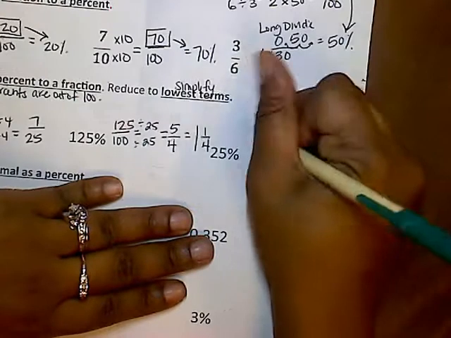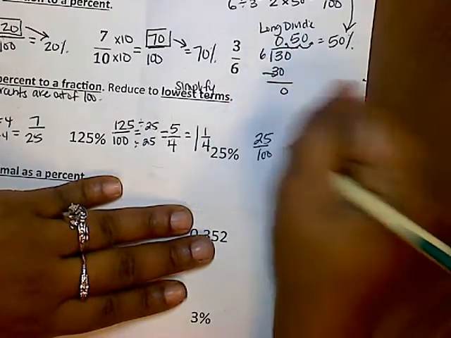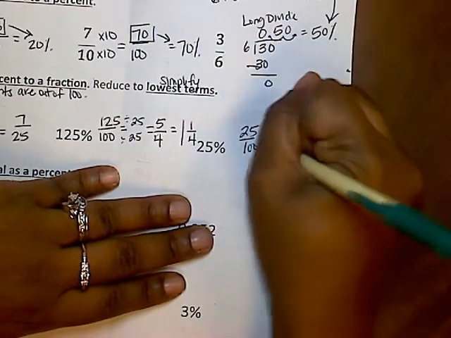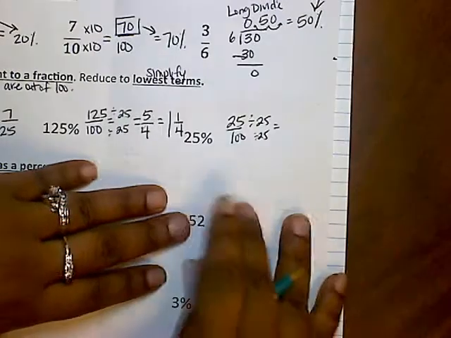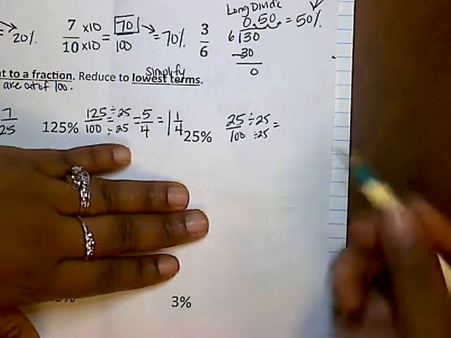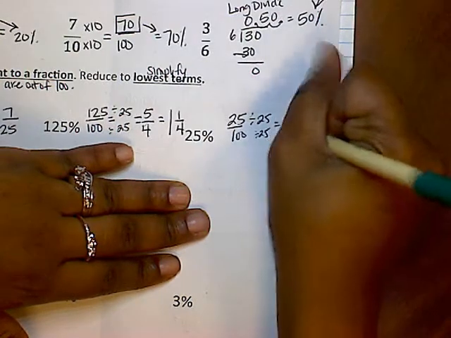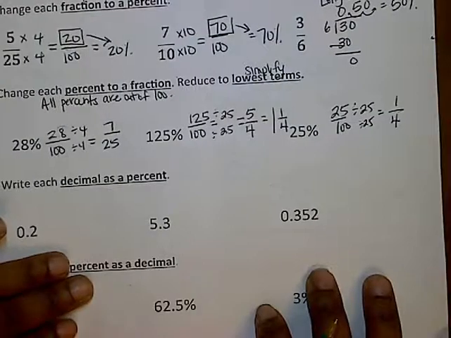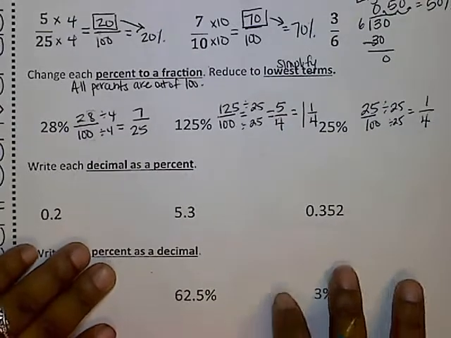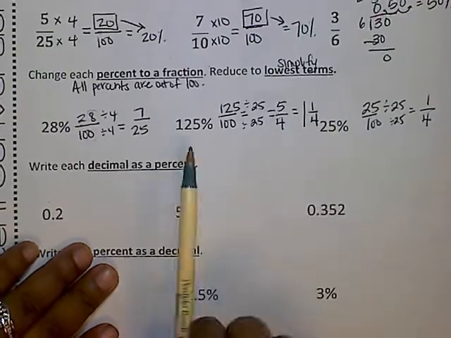25%, put it over 100. We again know 25 goes into both. If you didn't know that, you could try 5. 5 would have worked, but you would have had to simplify more than once. You know that's 1/4. Okay? So the key here is place it over 100 and then simplify.